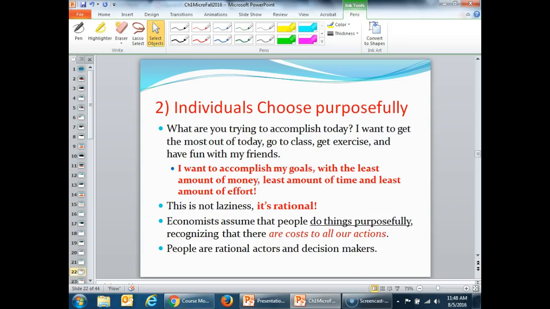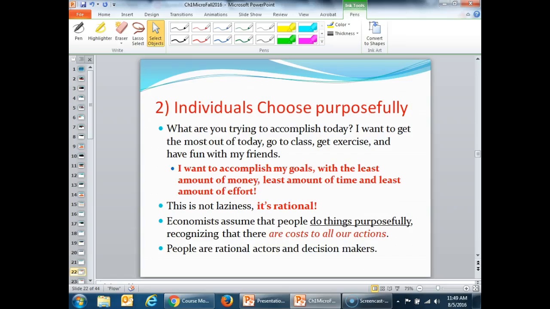All right, so let's take a look at this idea. Individuals choose purposefully. What are you trying to accomplish today? Let's just say I need to go to class, I want to get exercise, I want to have fun with my friends. Well, what economists assume is that what may look reckless, what may look like it's not very well organized, is indeed very highly organized.